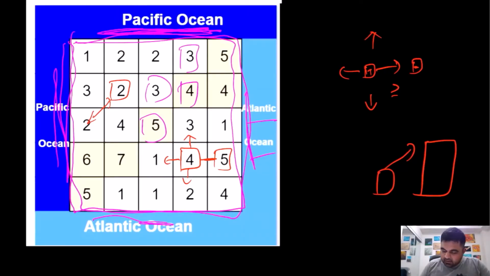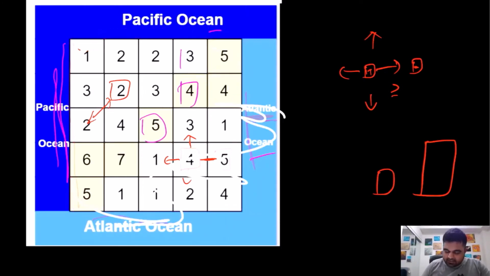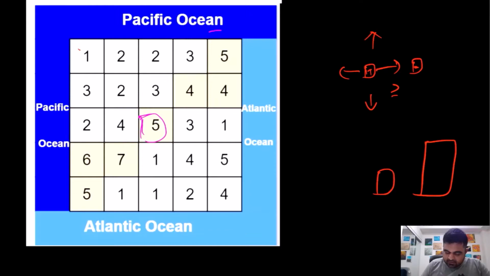Now the interesting part for this question is that we need to understand which cells in the given grid are such that if rainwater falls there, it can travel to both the Atlantic Ocean and the Pacific Ocean. So let me clean this up a bit. Suppose we consider this cell number 5, and rainwater falls on it. Let's see if it can reach both the Atlantic and the Pacific.